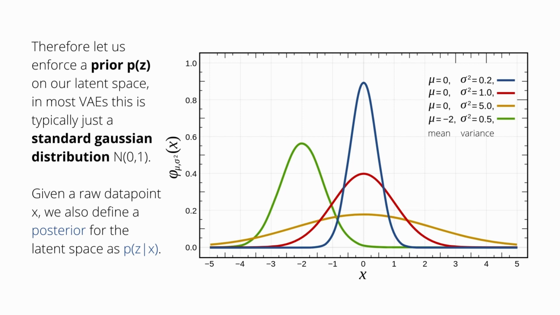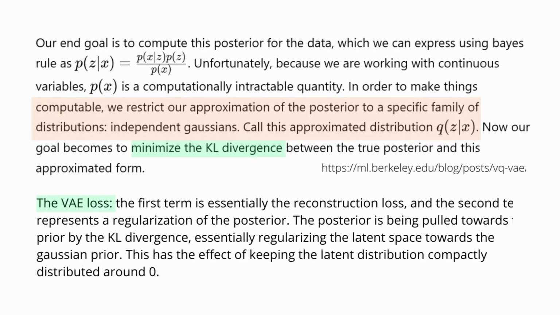So, given a raw data point x in our original input space, we also define now the posterior for the latent space as p(z|x). Great. We can go on.